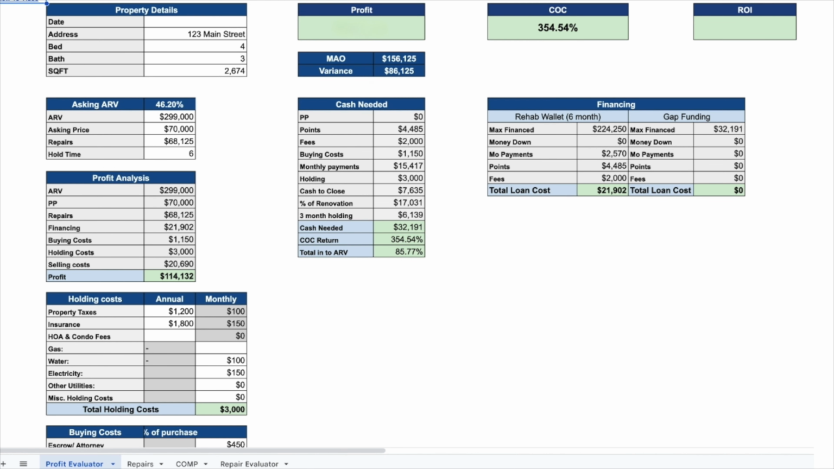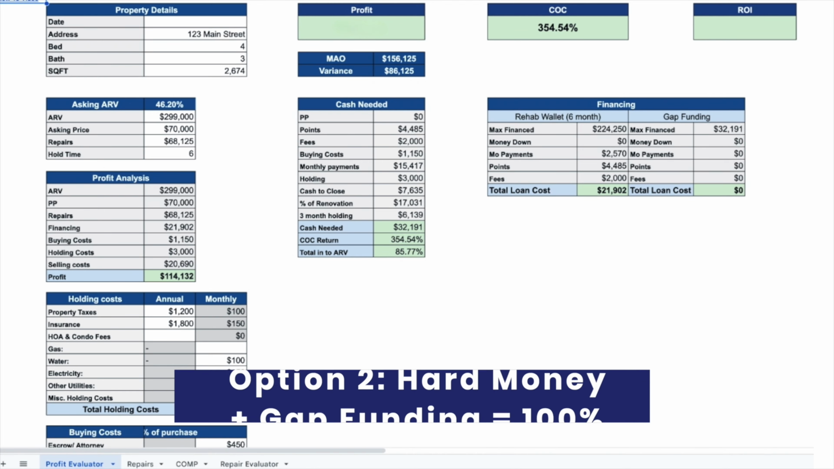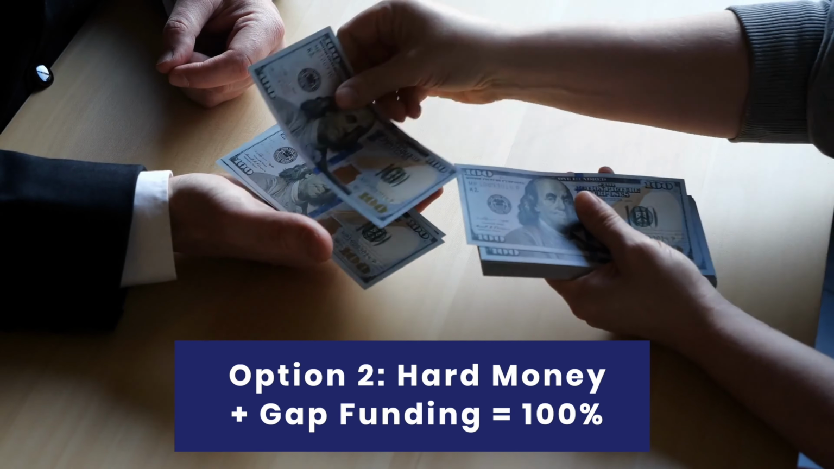You can get an idea of what you're going to need to make the profit run, or you're going to go to your hard money lender that allows a second lien position, and you're going to ask somebody to come in for this.